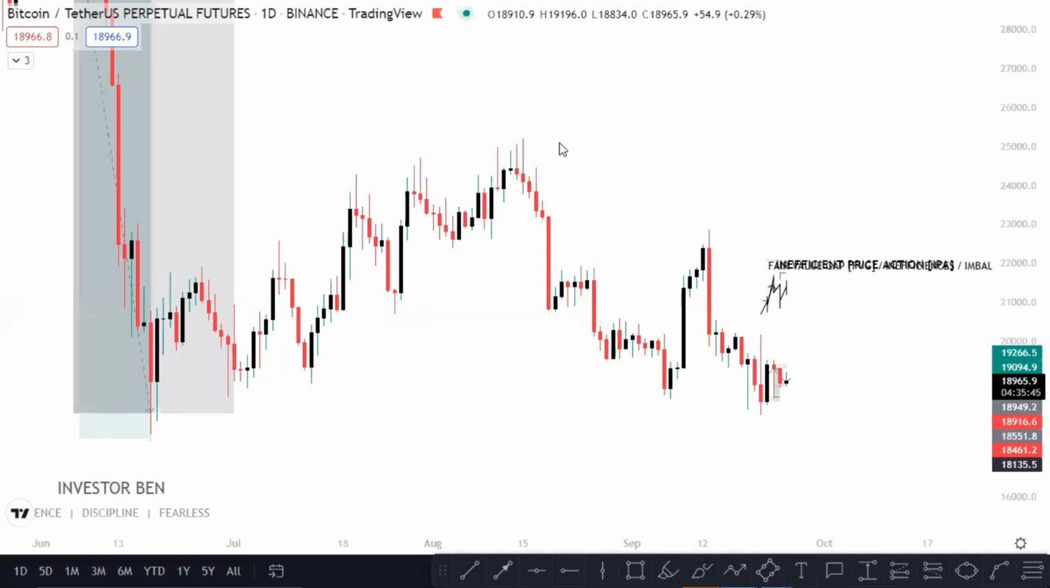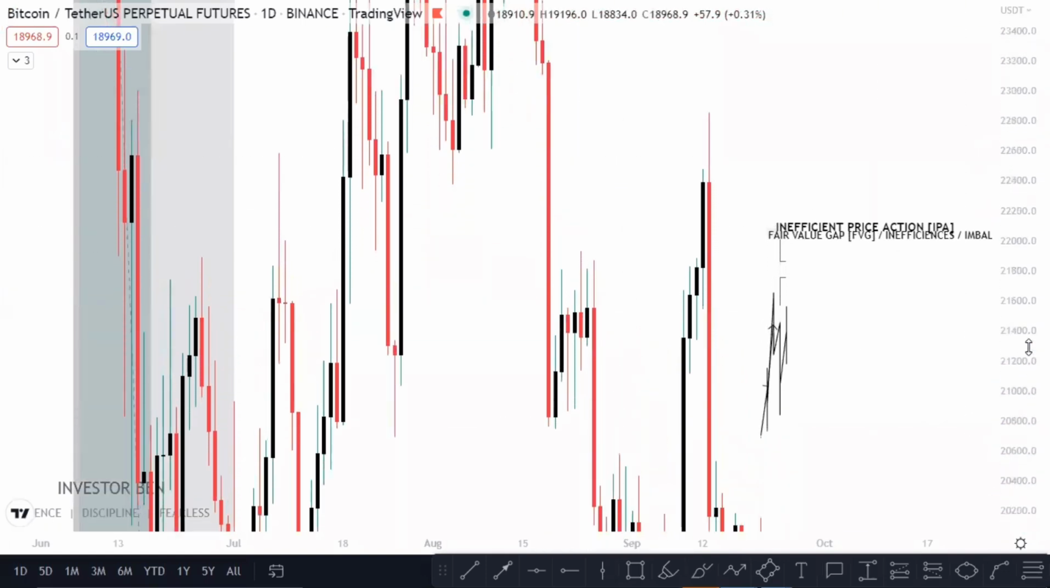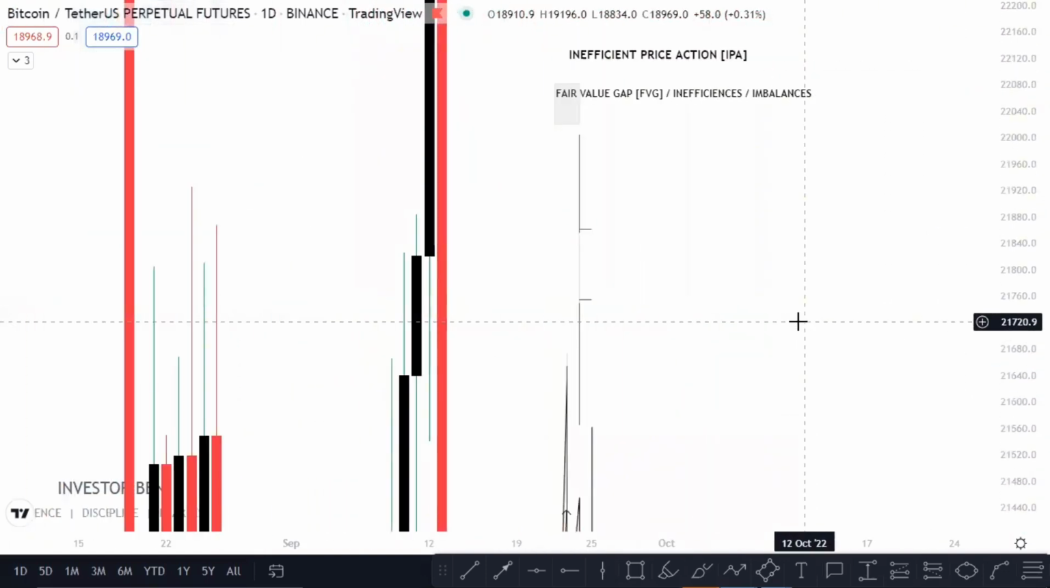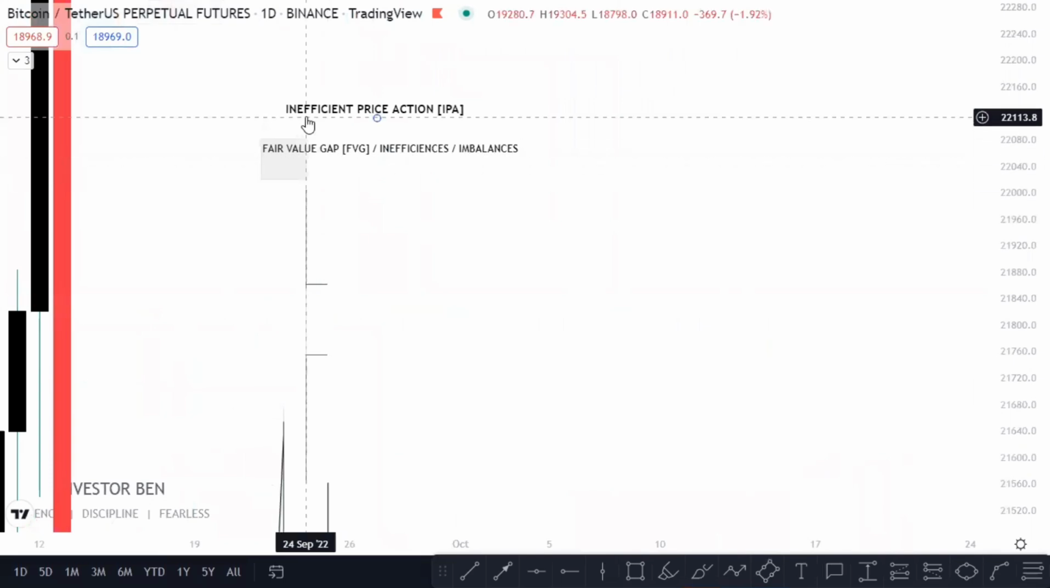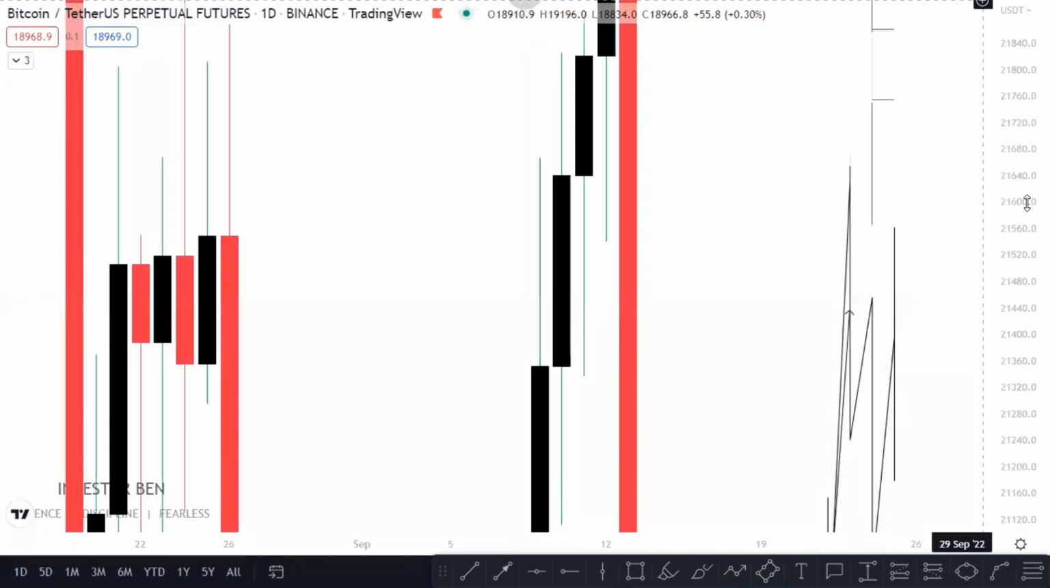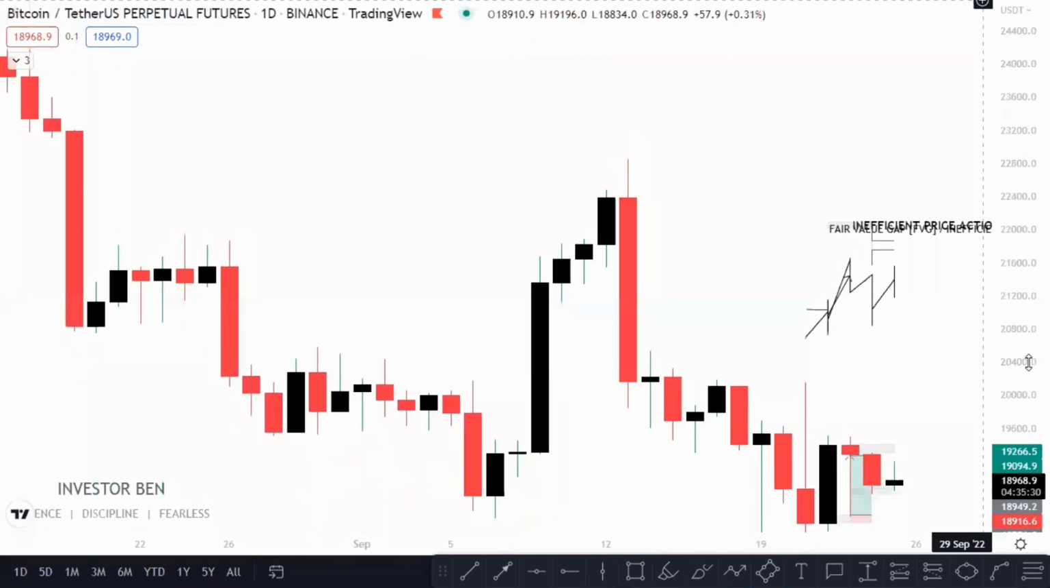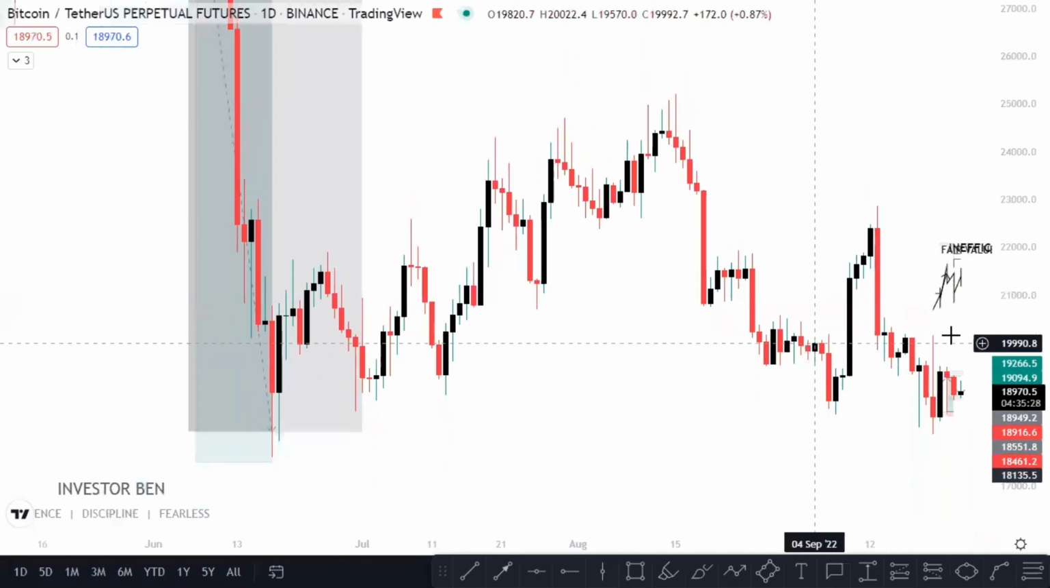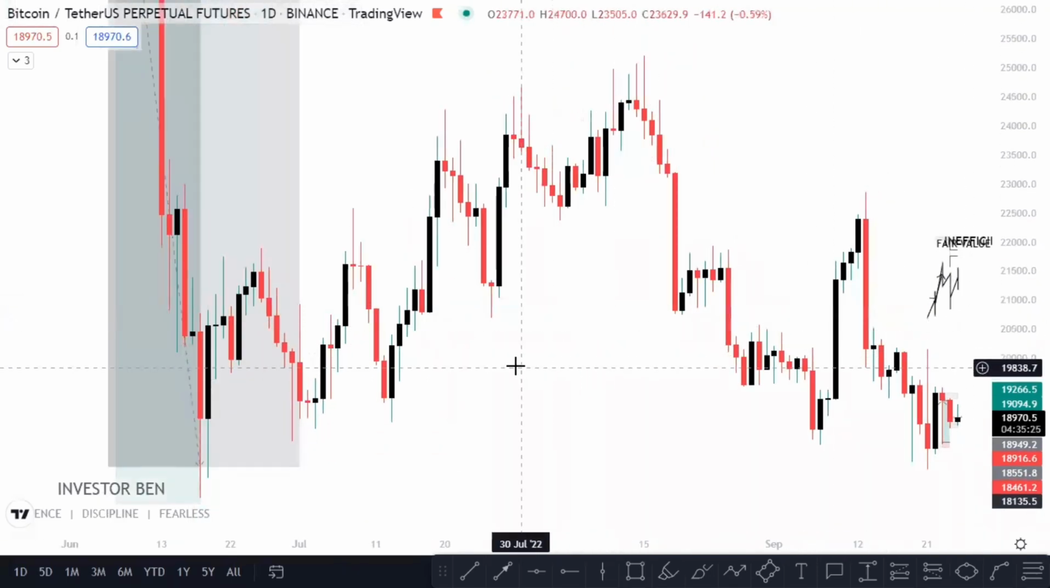Someone is asking what strategy this is. Okay, so this is IPA, inefficient price action, IPA. So we kept on having such events reoccurring, several of them, right?